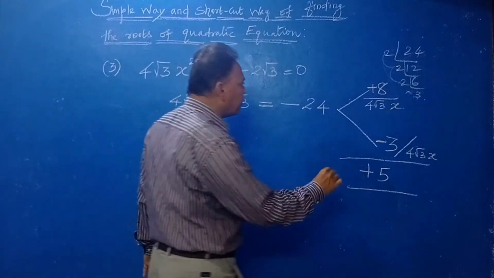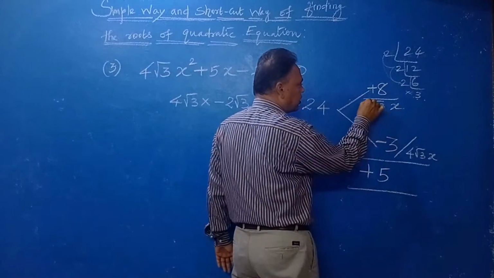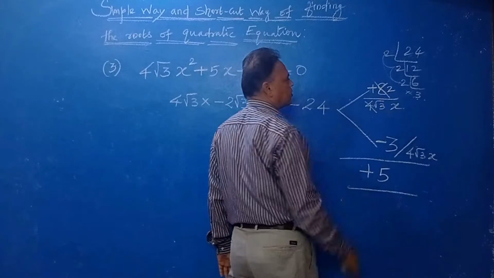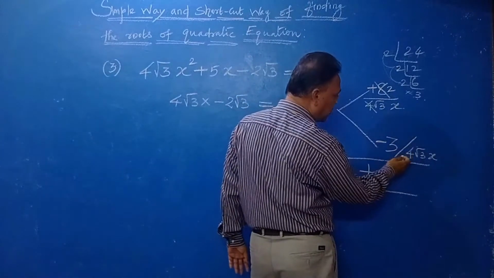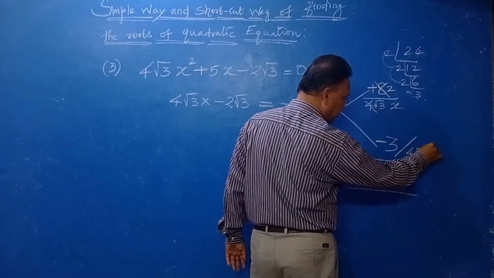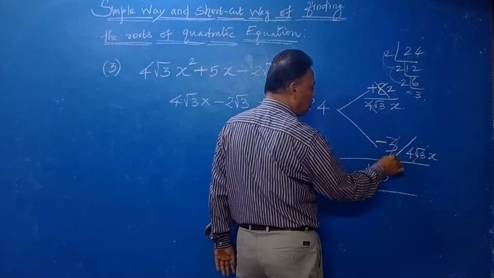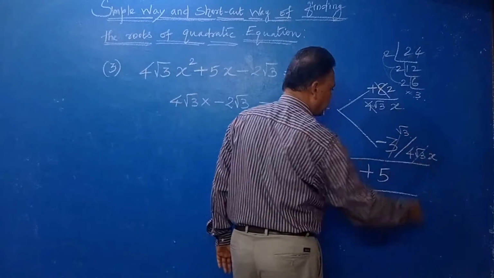Now you simplify this. In 4 table it will go 2 times. It will go 2 times, right? Here also you can simplify this. Root 3 you can cut. 3 you can write as root 3 into root 3. So 1 root 3 you have to write.